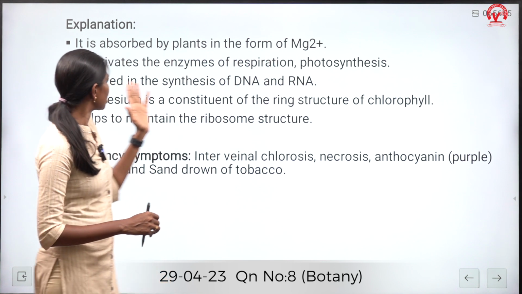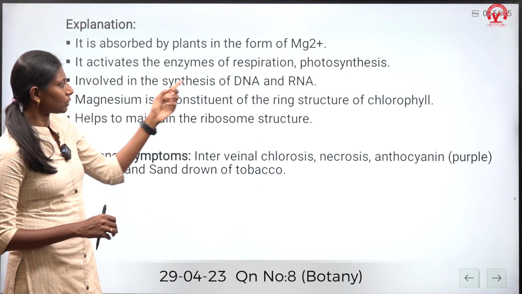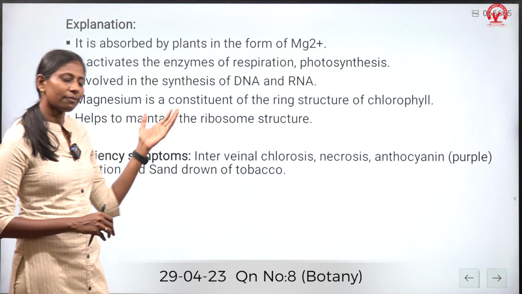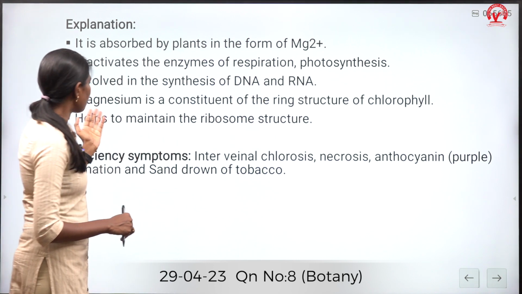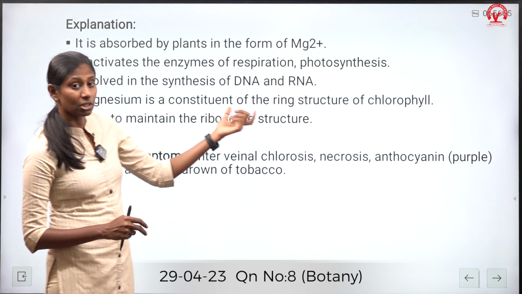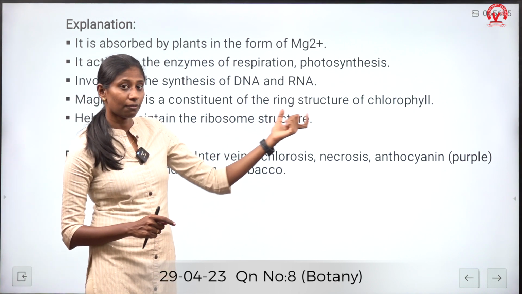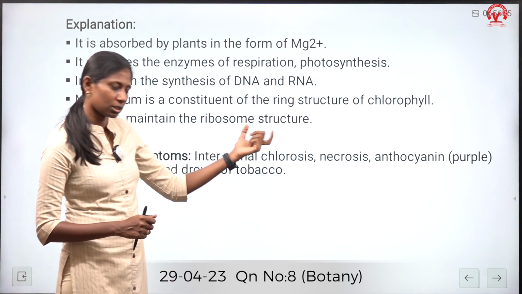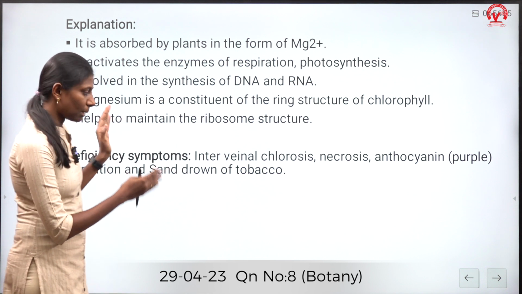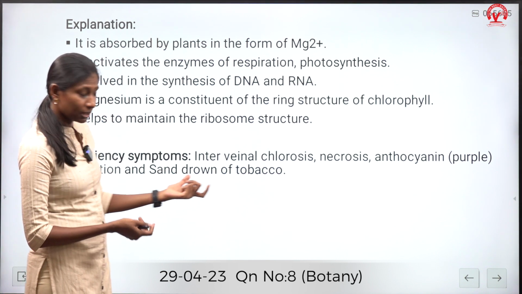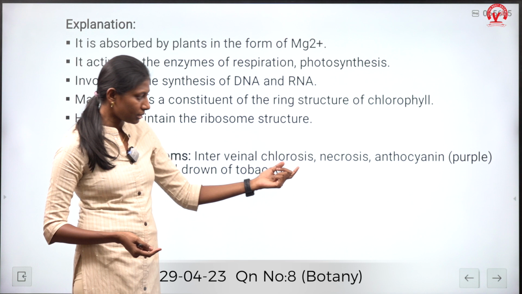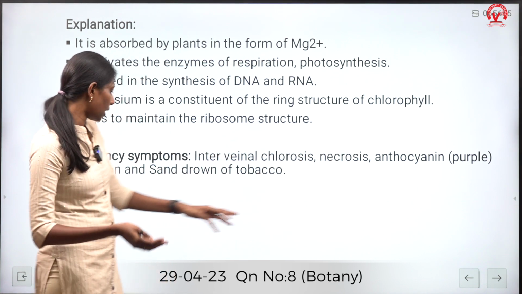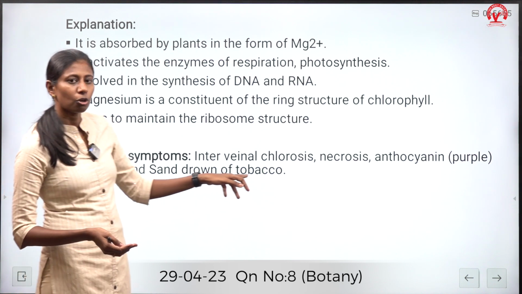As we have seen in the question, it activates the enzymes of respiration, photosynthesis, and also it is involved in the synthesis of DNA and RNA. Magnesium is the constituent of the ring structure of the chlorophyll, and also it maintains the ribosome structures. If it is deficient in plants, we can see the symptoms, that is interveinal chlorosis, necrosis, anthocyanin, that is the leaves will turn purple in color, and sundown of tobacco.